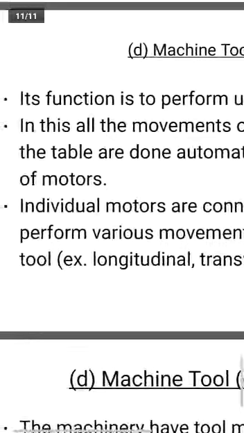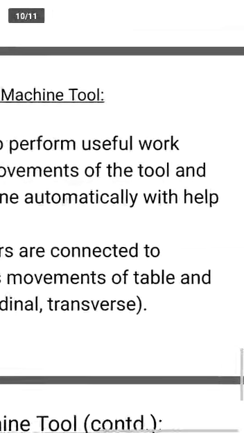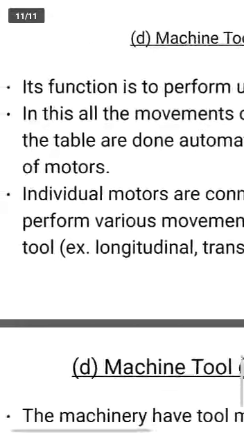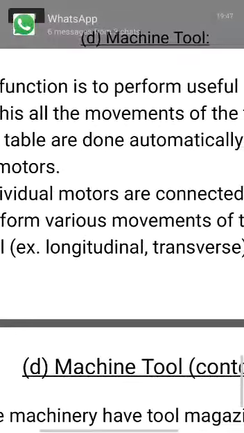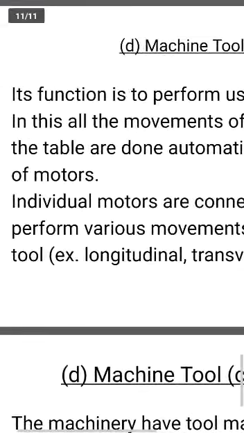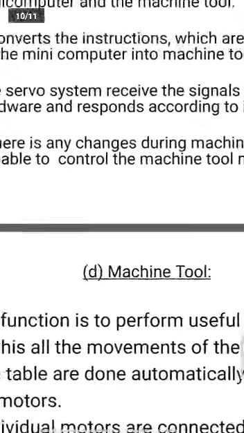Okay, so next one, individual motors are connected to perform various motions of the table. So individual motors are connected to the individual operations for different work, like longitudinal, transverse, etc. Okay, this is called machine tool.